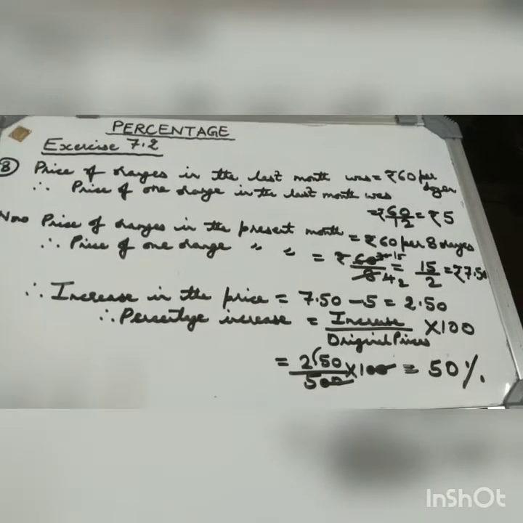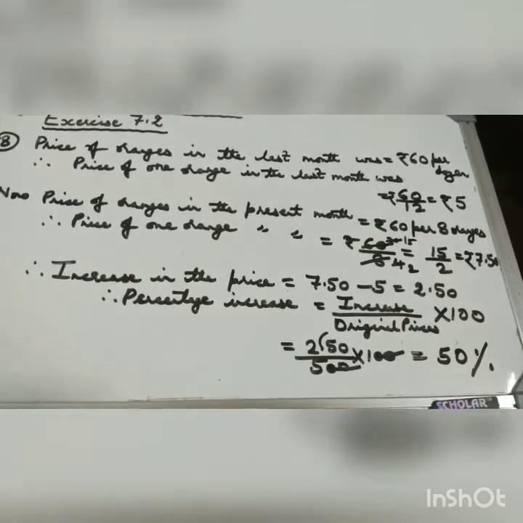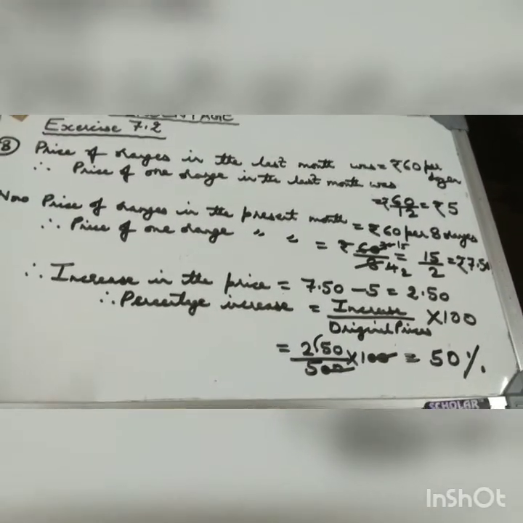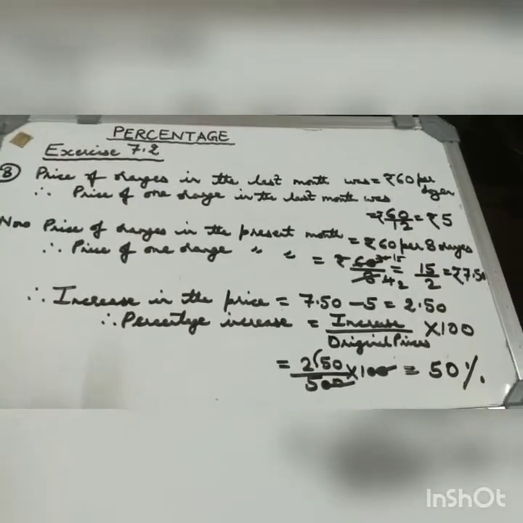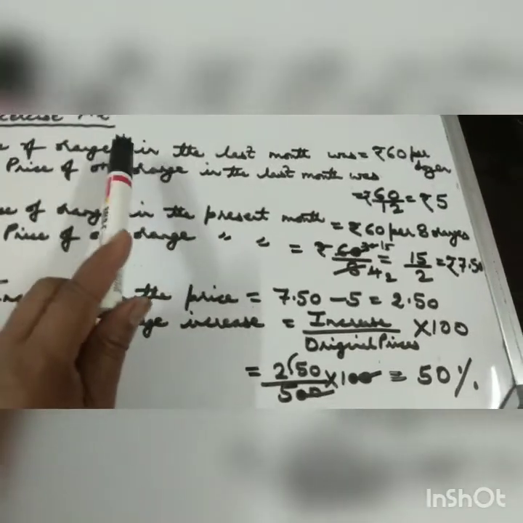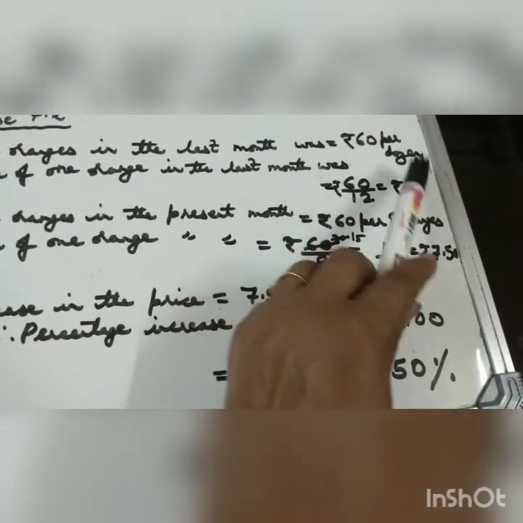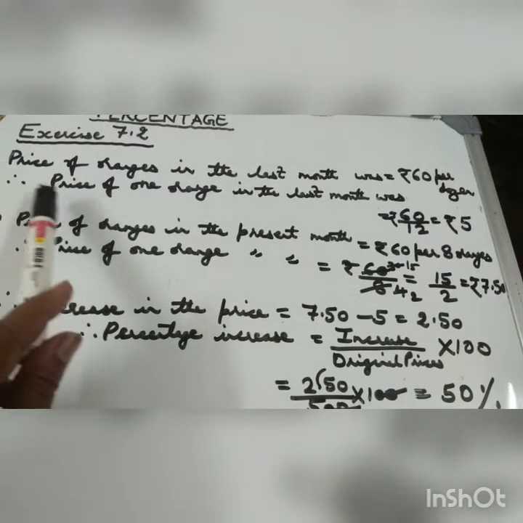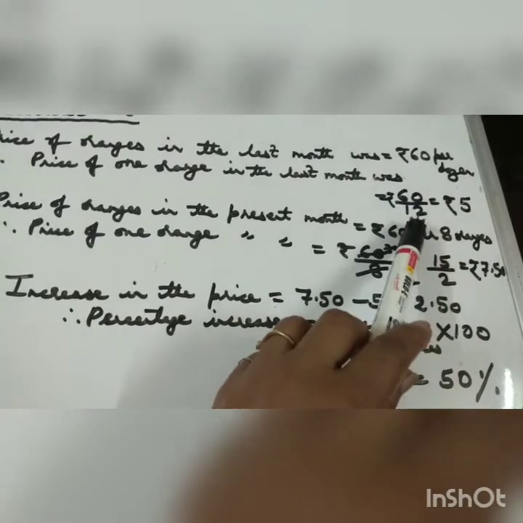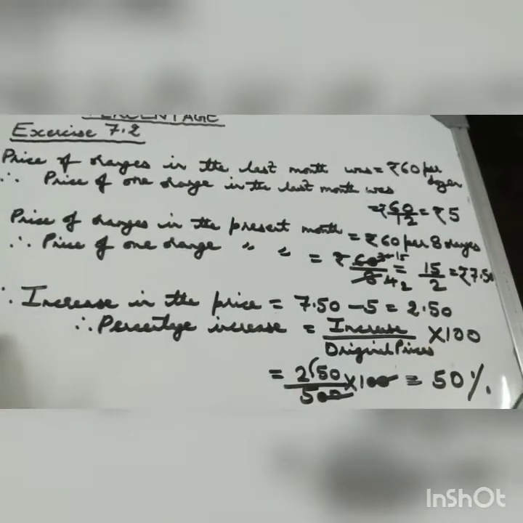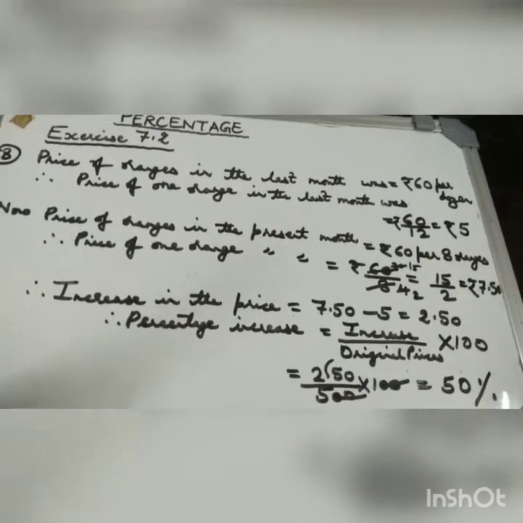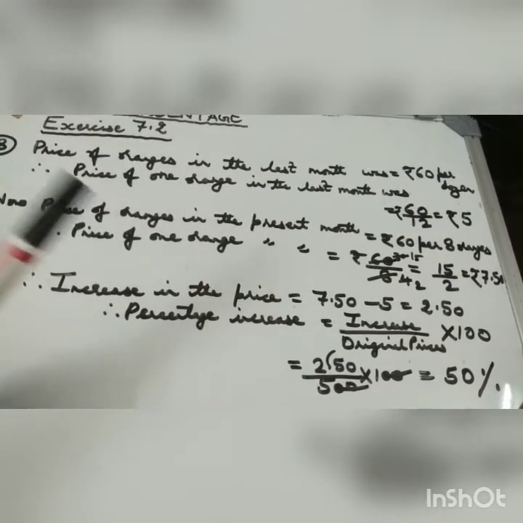Now in this case there are two methods. Like you calculate or compare the prices of 12 oranges in both the months, or 1 orange. I have done it with 1 orange. Now just see how I am doing. Price of orange in the last month was rupees 60 per dozen. So price of 1 orange in the last month will be 60 upon 12, that is equal to rupees 5. So last month, one orange was costing rupees 5.